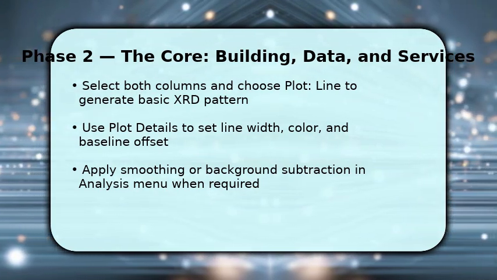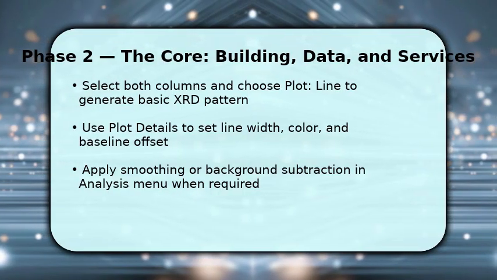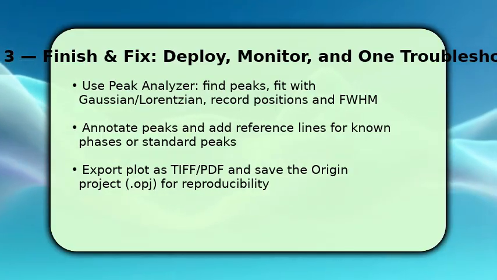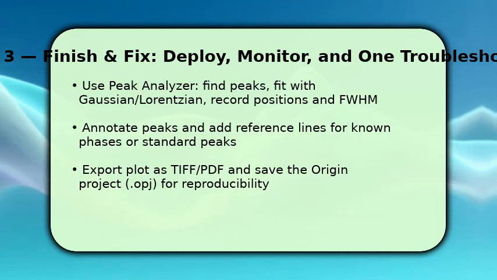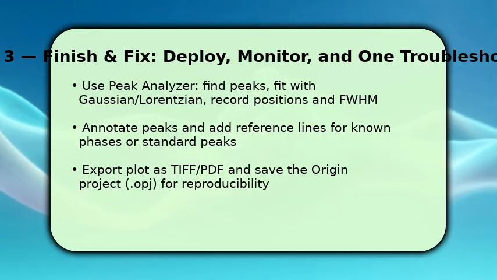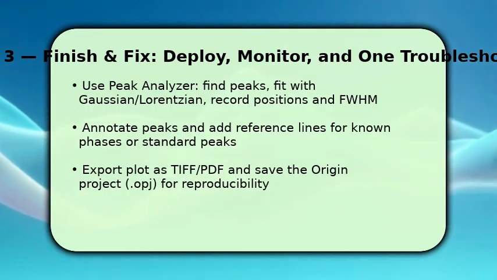Finish by running Peak Analyzer to detect peak centers and fit shapes. Choose Gaussian, Lorentzian, or Voigt depending on instrument broadening, record positions, and FWHM for phase ID. Once done, annotate peaks, add reference vertical lines for standard phases, and include a legend.